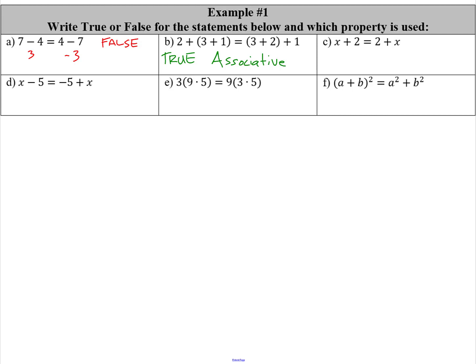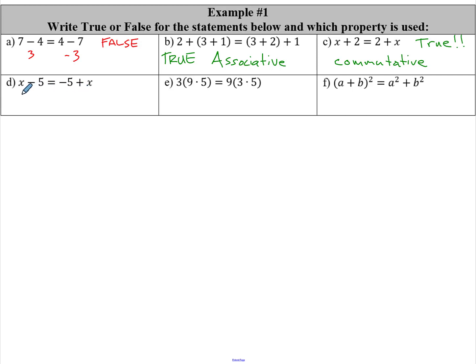Things of that nature. All right, looking at letter C, we got x plus 2 is equal to 2 plus x. This one is also true. All we did was change the order, and since it is addition, it looks like we could do that. This is our commutative property. Remember, always listen to what I'm saying. Sometimes my handwriting might not be so good.